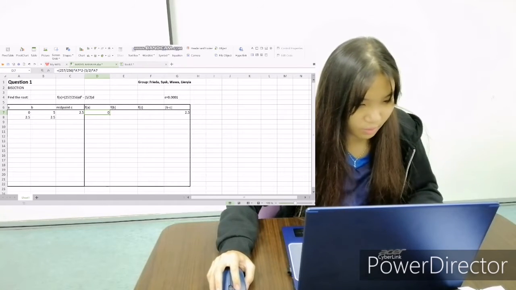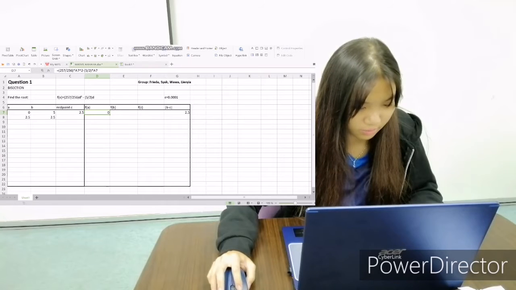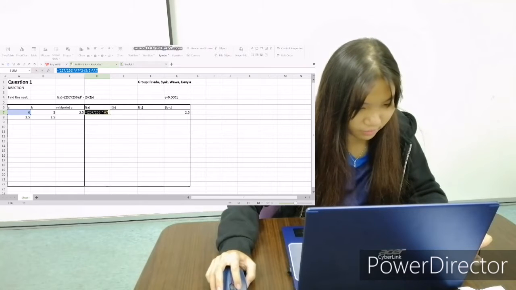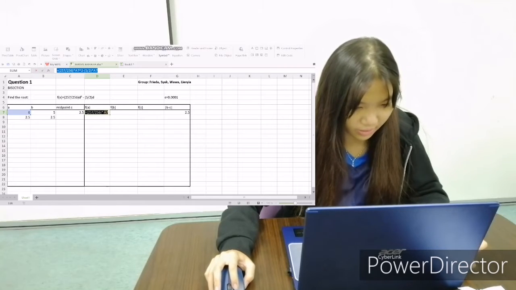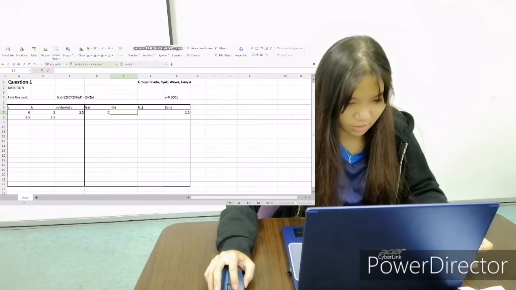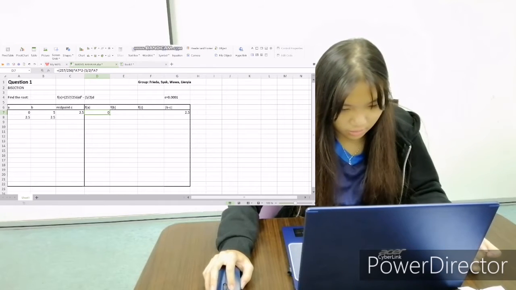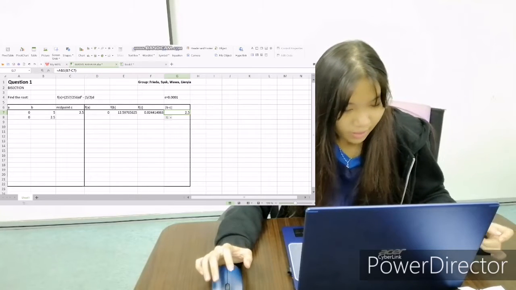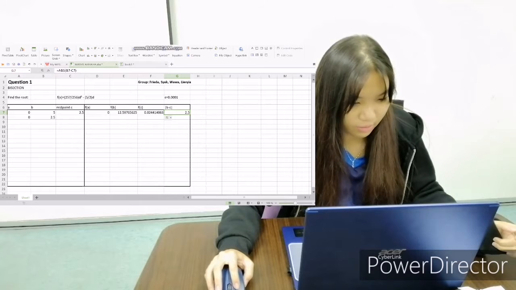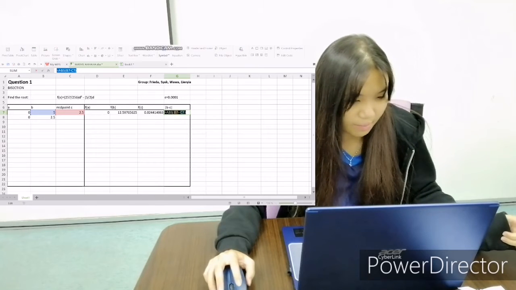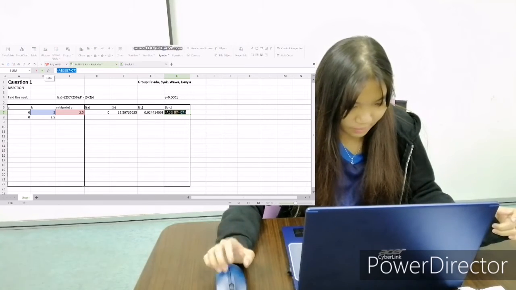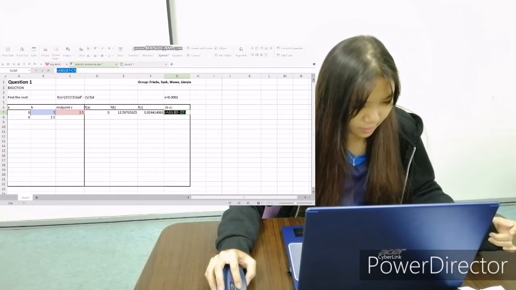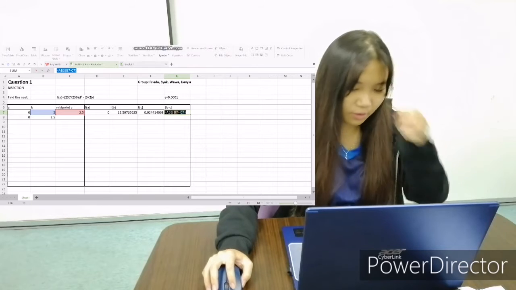For fa, we key in the equation, replacing d with the first number of a. For fb and fc, all we have to do is drag and we get the numbers. For the modulus of b minus c, we have the formula ABS(B7 minus C7), which is b minus c, and we get the modulus.